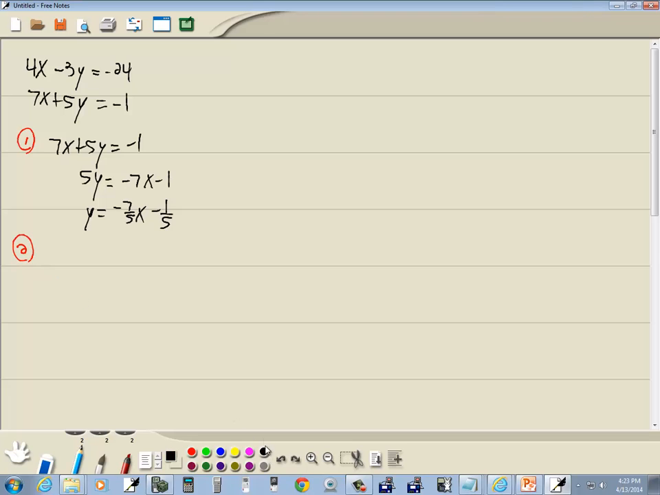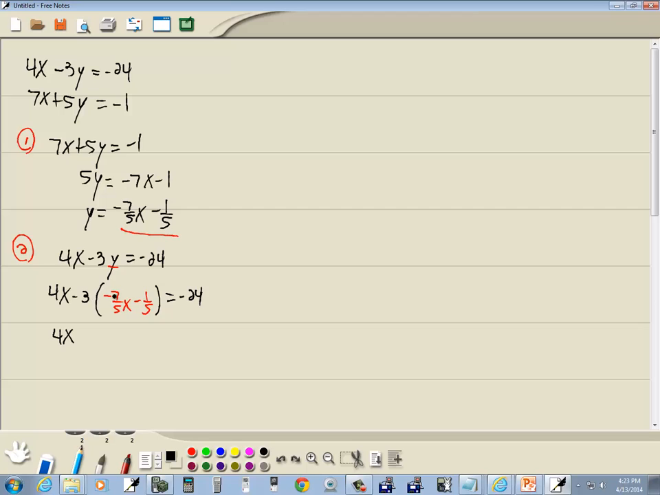Step 2. Plug this into your other equation. Other equation is 4x minus 3y is equal to negative 24. So we've got 4x minus 3 times something equals negative 24. Okay, back here in step 1 we said y is equal to negative 7/5 x minus 1/5. So we're going to replace the y here with negative 7/5 x minus 1/5. What we just set up there. Now we want to solve this.